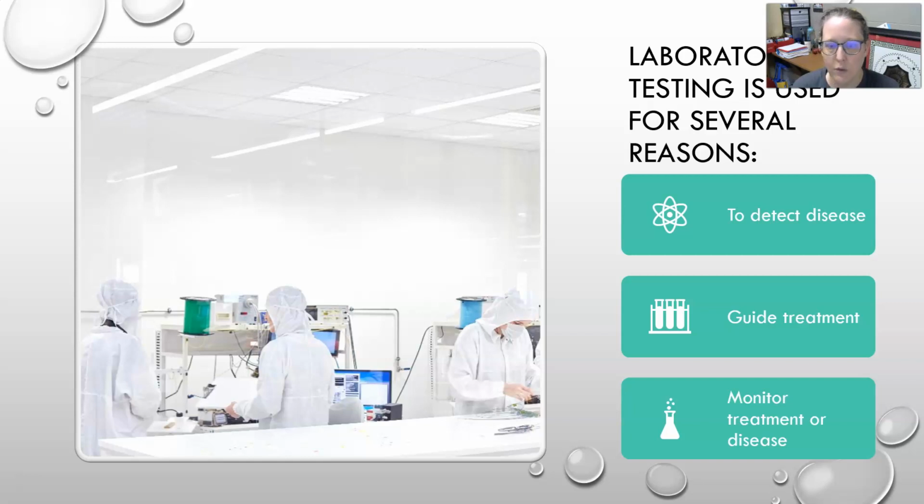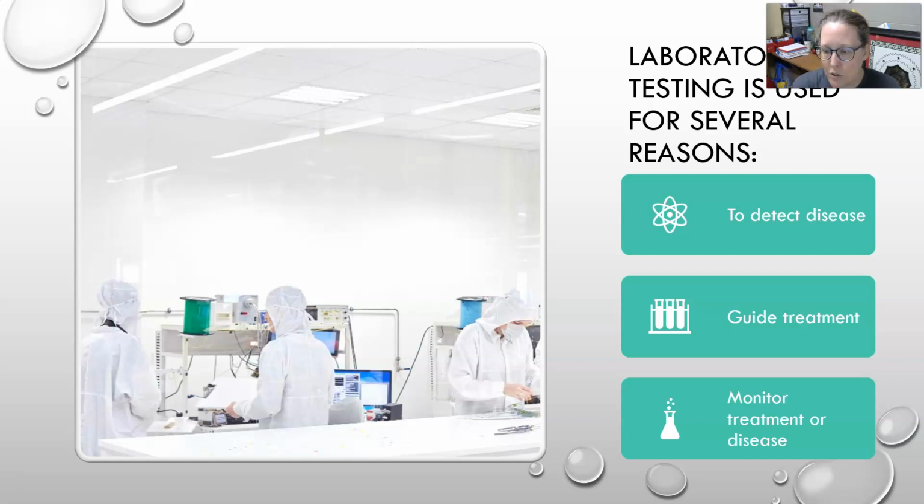So to detect disease, for example, you can use it to detect if a patient has diabetes by running a fasting glucose or even a random glucose and a hemoglobin A1C, and I can tell you if your patient has diabetes or doesn't have diabetes. To guide treatment, an example would be if a patient has a specific infection, we can do antibiotic sensitivities, and then that can help direct the antimicrobial treatment selection that would be most optimal for that patient.